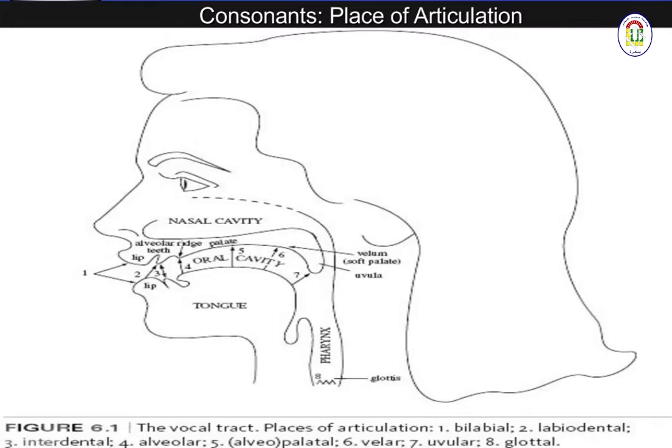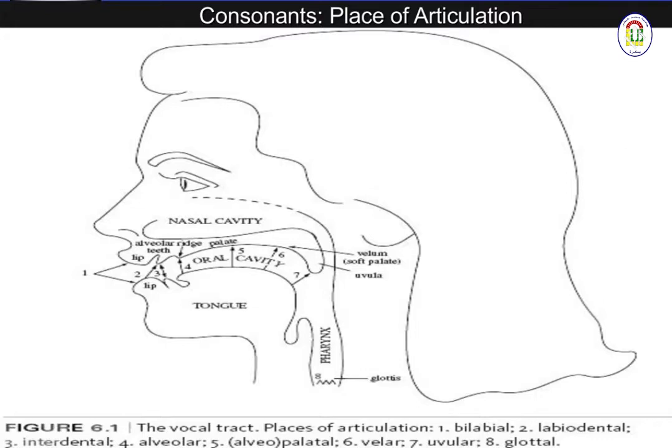Number 5, we can produce, in the palate with the body of the tongue, the palatal sounds like y. Number 6, the back of the tongue can touch the velum to produce the velar sounds k, g, and ng. Number 7, the root of the mouth can touch the uvula to produce uvular sounds, but in English we don't have any uvular sound.